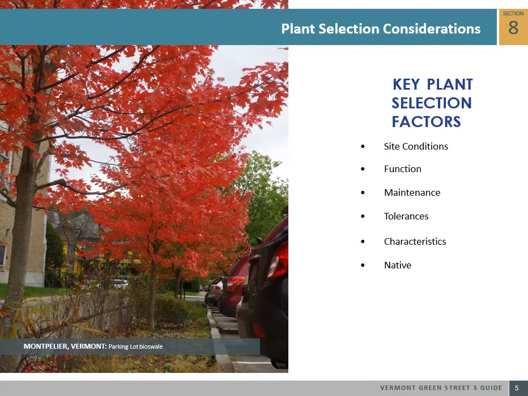Another key plant consideration is whether the plants are native. It is preferable to use native when possible. However, options may be limited to meet desired functions of a condition or an aesthetic. Avoid invasive plants at all times.